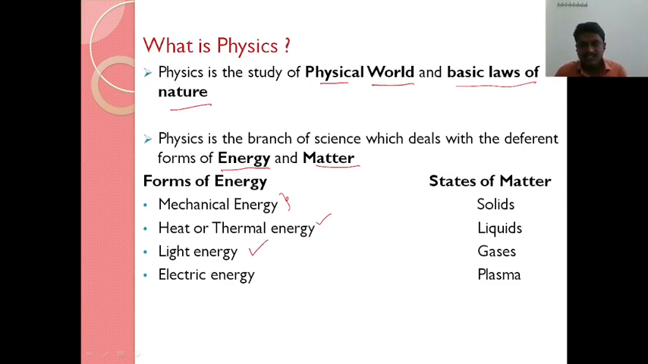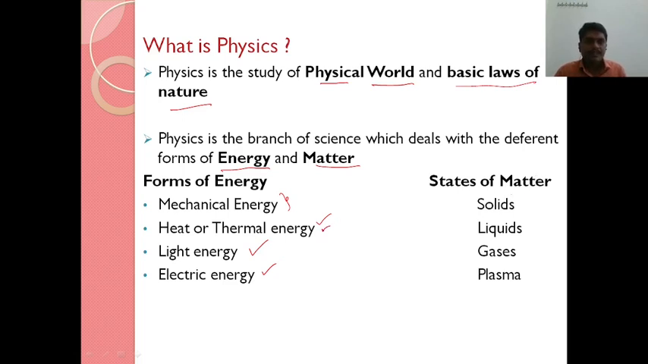Next, light energy. Light is also a form of energy. It makes things visible. Light itself is invisible but makes other things visible. It gives the sensation of vision. The branch related to light is called optics. We will discuss this branch in the second year. We have 2 chapters on light energy in the second year. Electric energy also we will discuss in the second year only. In the first year we will discuss mechanical energy and thermal or heat energy.